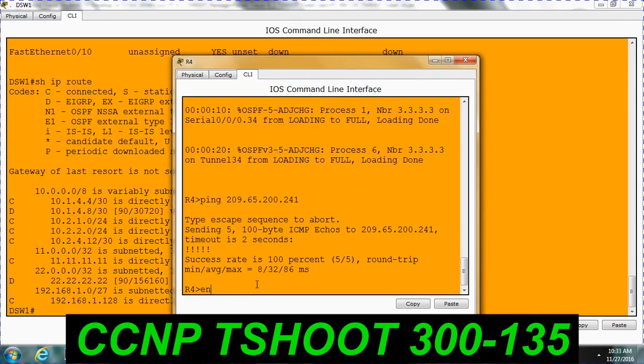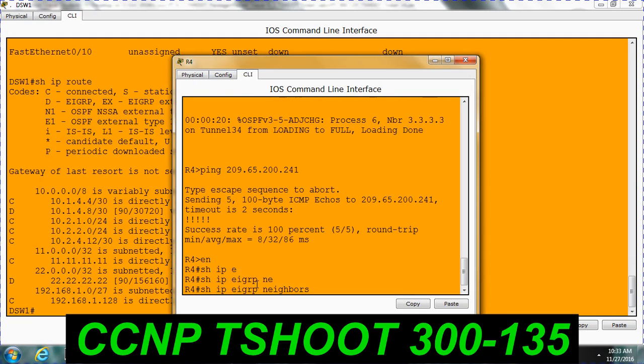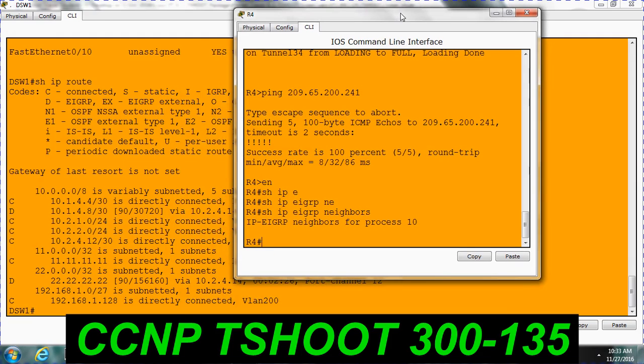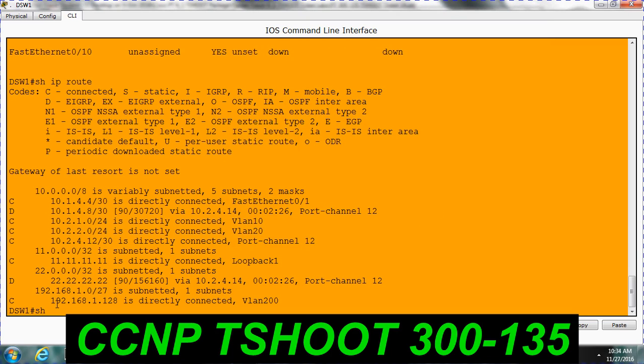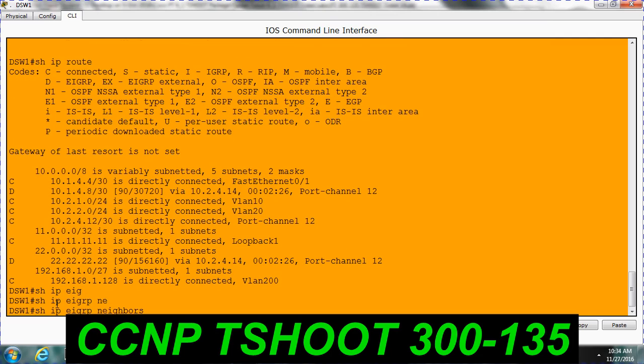Okay, let me check whether you have learned EIGRP neighbors from here. See, in EIGRP you will face two types of tickets. One is the wrong autonomous system number, and the other we will see. Okay. In this ticket, IP EIGRP neighbor for process 10. So it means that autonomous system 10 is configured on R4. Okay, what is configured on our distribution switch? It's 10.